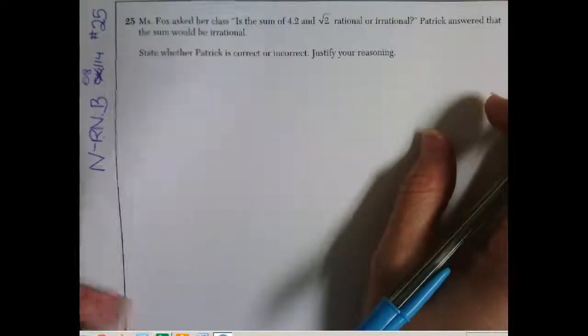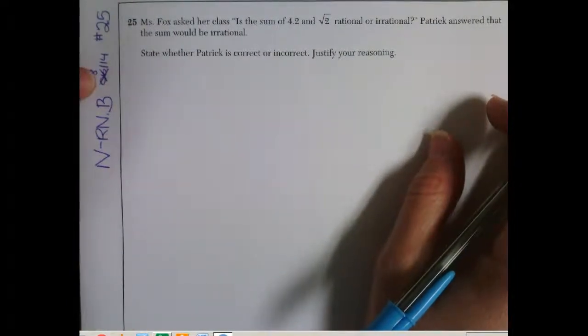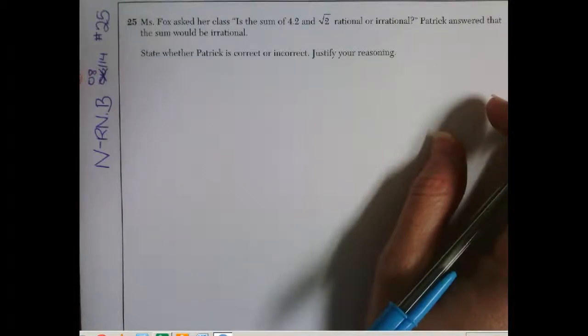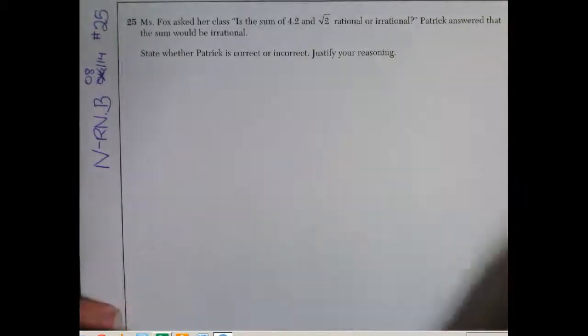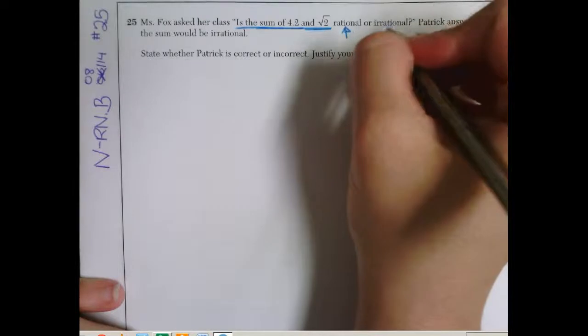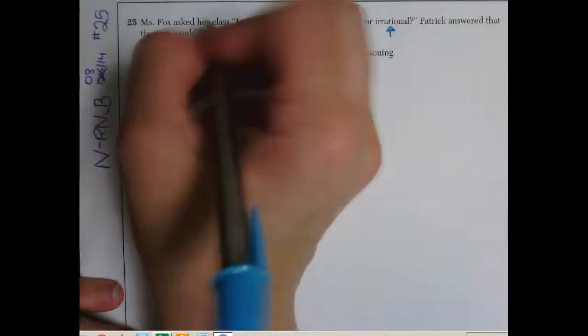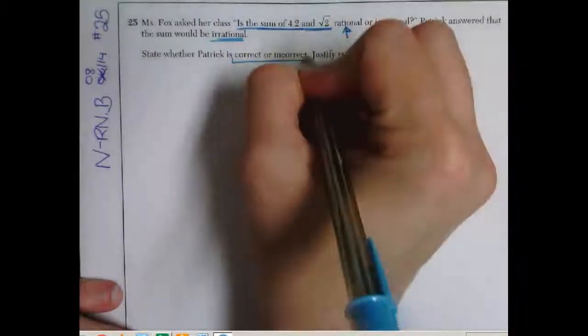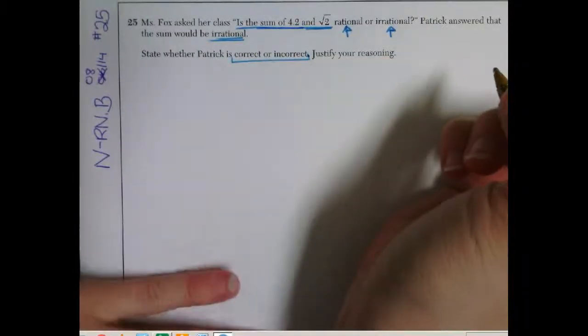Now, if you're using the worksheet I distributed, I had this as June 2014, but in fact it's from the August 2014 test, and it's question number 25. Let's look at it. Miss Fox asked her class, the sum of 4.2 and the square root of 9, is it rational or irrational? Patrick answered the sum would be irrational. State whether Patrick is correct or incorrect and justify your reasoning.